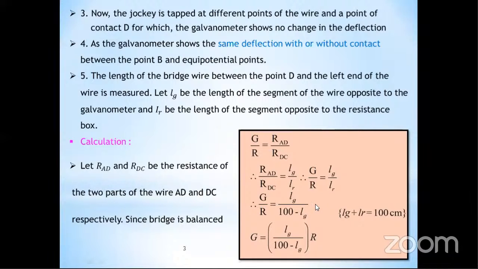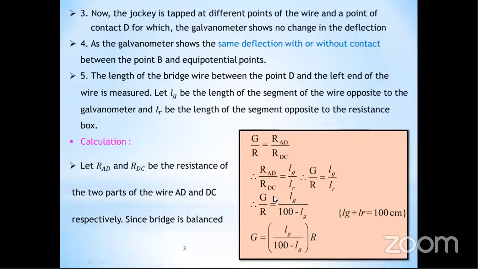Here we can write this equation in another form also. We know that LG plus LR is equal to 100 centimeter, because the potentiometer wire has a total length of 100 centimeter. So LG plus LR is equal to 100 centimeter. From this, we can obtain LR as 100 minus LG. Therefore, using this other form, G divided by R is equal to LG divided by 100 minus LG.